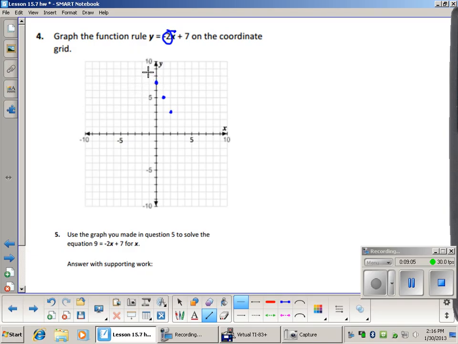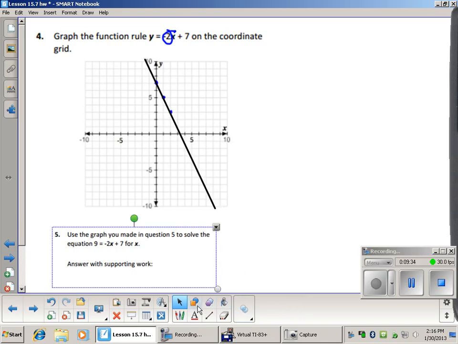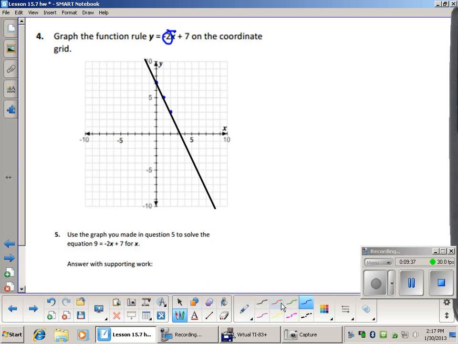Uh-oh, it's not on. Let's see here. See if I can adjust. Okay, let's see what I can do. I think it's pretty close. Okay. So now I have answered number 4. There's my graph. Did I get through? Yes. All right, now I have to use the graph.